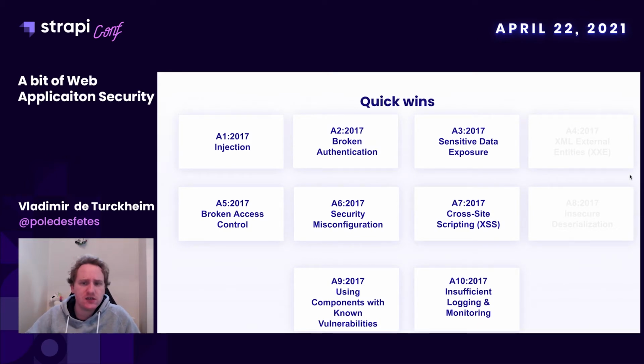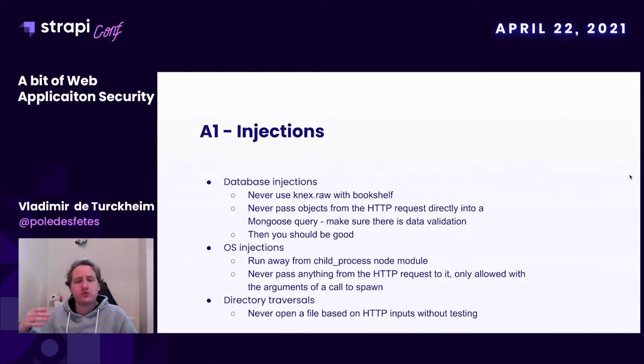So you don't want to pass objects directly from the HTTP request, from the body, from the query string to the MongoDB driver. And if you do that, well, enforce data validation, so you are sure that the shape of the object is the one you expect and complies with your data model. And if you do that, you should be good. You should be pretty much good with these injections.